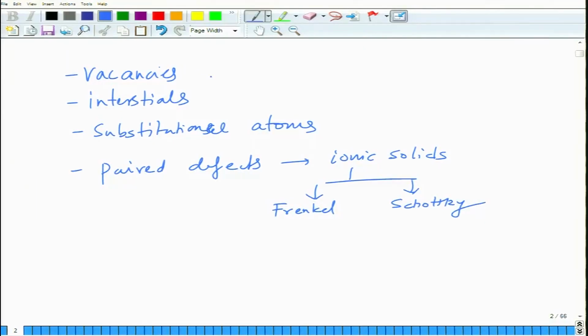So, these are some defects that could be present in various materials. Vacancies, for example, in metals, are just the metal vacancy. In case of ionic solids, it could be a cation vacancy, it could be an anion vacancy. Interstitial could be cation interstitial or anion interstitial. Substitutional again could be cation or anion substitutional, depending upon what you put in the lattice.